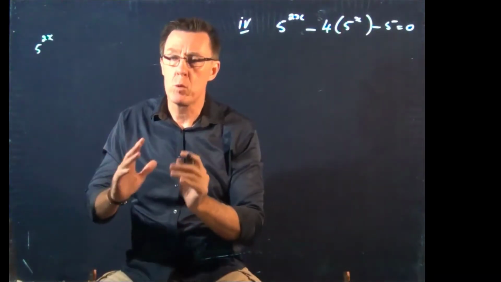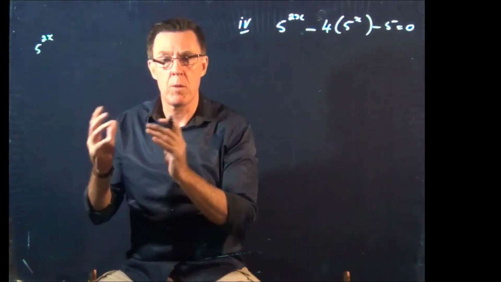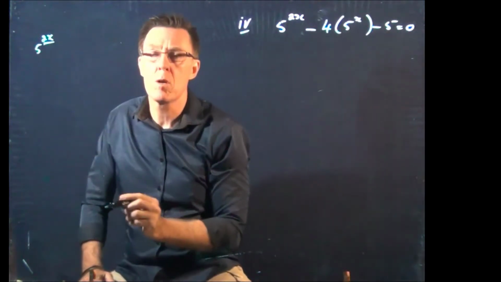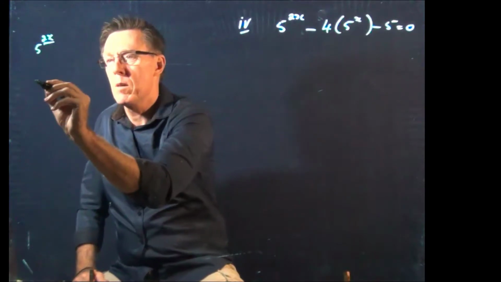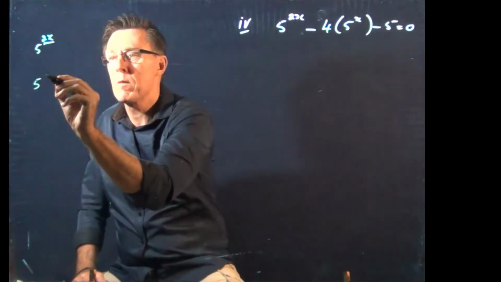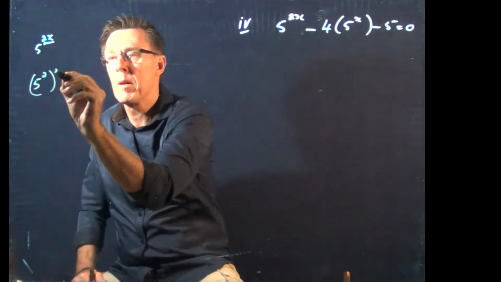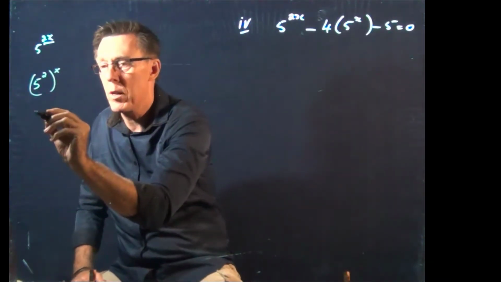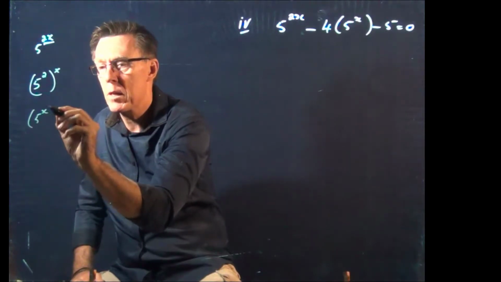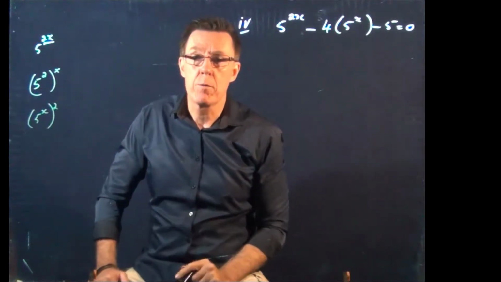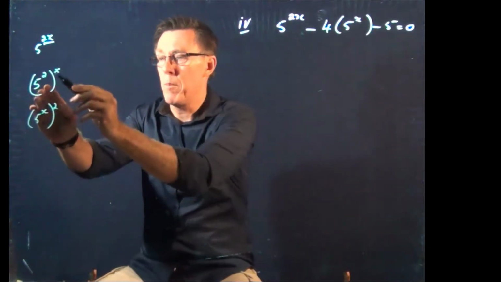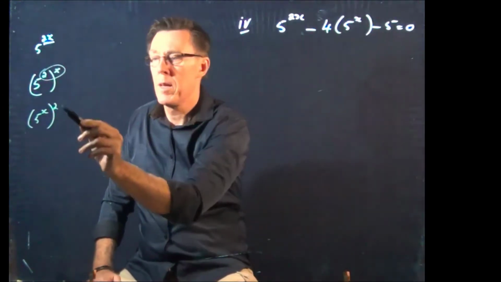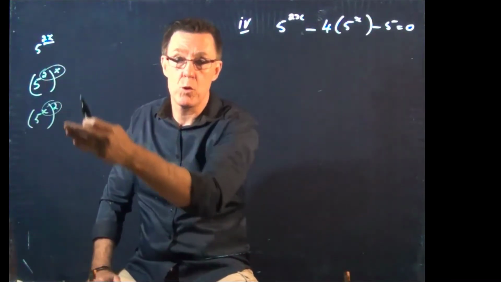You remember your power to a power law? So if I've got one power inside to a power outside, I times the indices. Well, here the indices times together. So if I wanted to, I could write it as 5 squared power of x. No reason why I can't also write it as 5 to the x to the power of 2. Either way, it's still power to a power. Here, I could times the indices to get 2x. Here I would times the indices to get 2x.